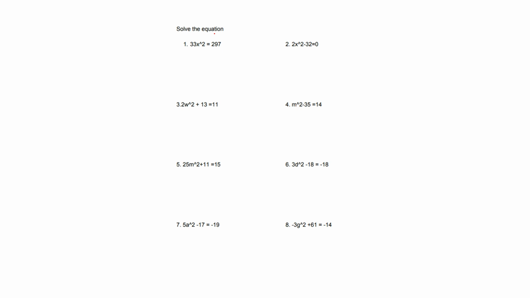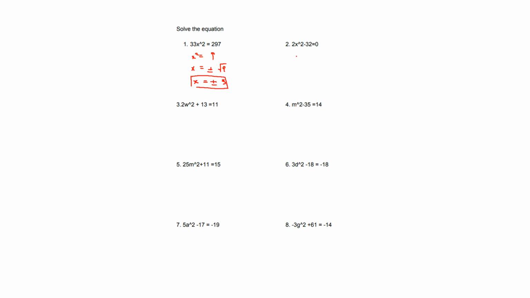For this next section, it's the same thing. For number 1, to get the x squared by itself on one side, we could divide both sides by 3. So x squared equals 9. And take the square root of both sides, so it becomes plus or minus square root of 9, or also x equals plus or minus 3, our answer.